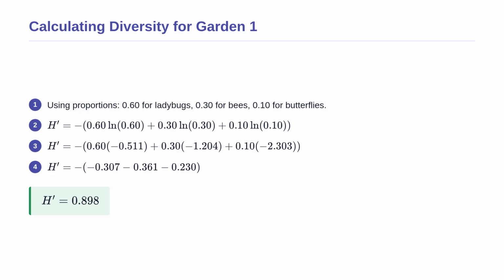The natural logs give us negative values, which multiply with our positive proportions to create negative terms. When we sum them up, we get negative 0.898. Finally, we apply the negative sign at the very front of the equation. This gives us a final Shannon-Wiener diversity index of 0.898. This number serves as a baseline measurement for our specific garden community.